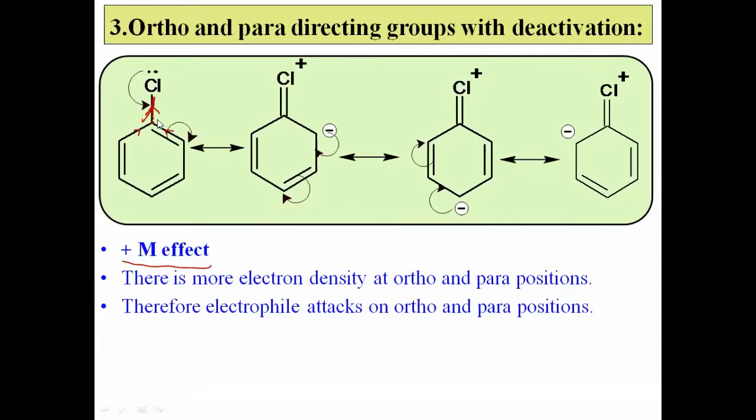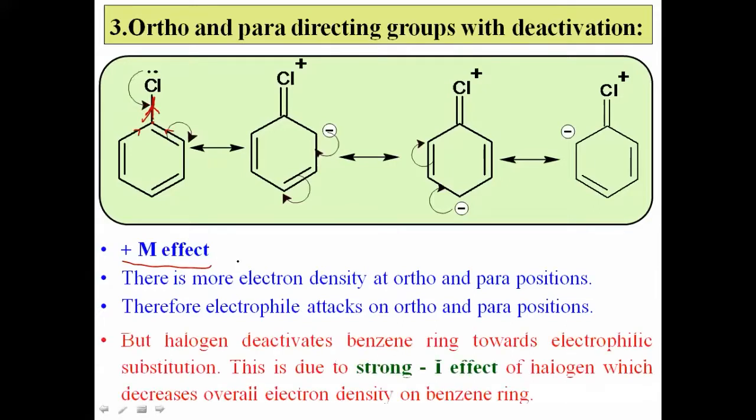Even though there is a plus M effect, chlorine shows two effects. One is the plus M, the electron donating mesomeric effect. It donates its electron pair towards the ring. This is the plus M effect. But exactly in reverse, it has a minus I effect, an electron withdrawing inductive effect.